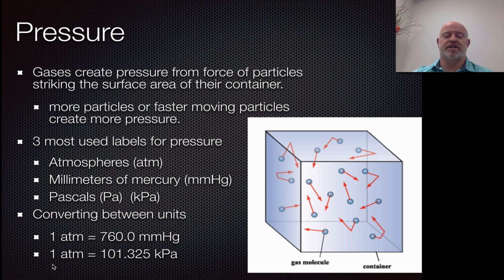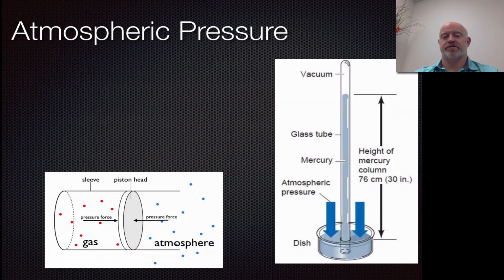Now, because these both are set equal to 1, that means there's 760 millimeters of mercury for every 101.325 kilopascals also, okay? So we should be able to convert between any pressure units we need to as we go through this unit, all right? So take home here, pressure is created through collisions, okay? How do we get more collisions? More particles, make them move faster. We have three units we use for pressure, and we should be able to convert between those three.